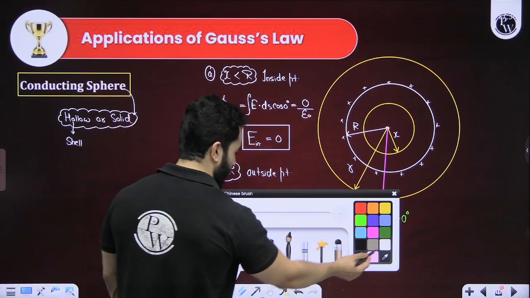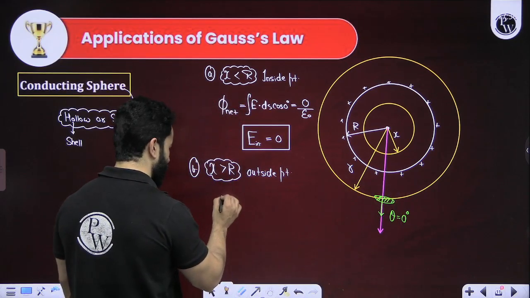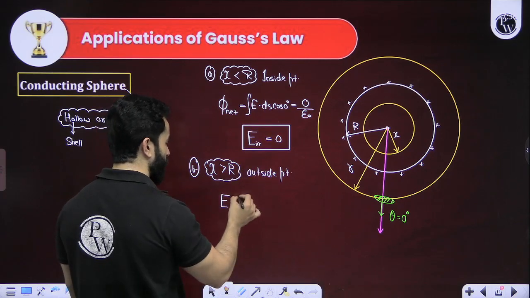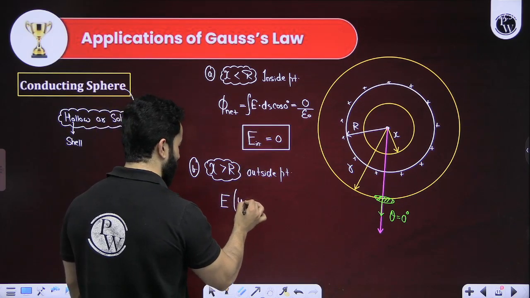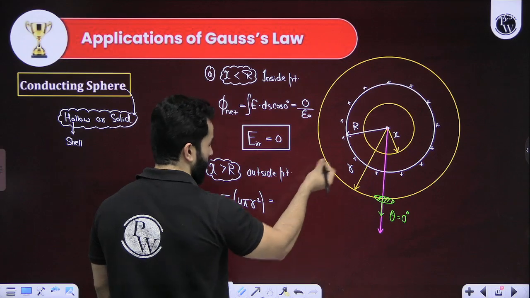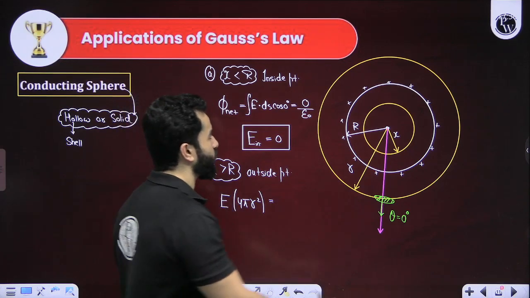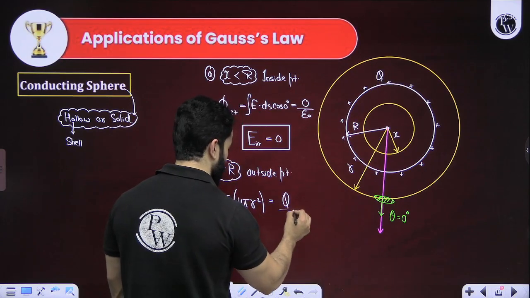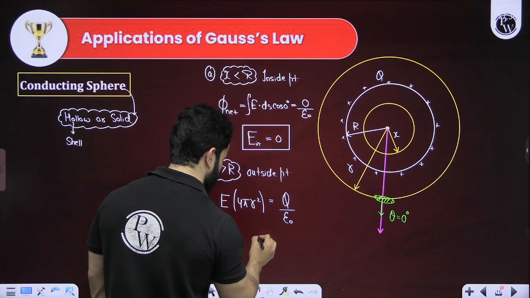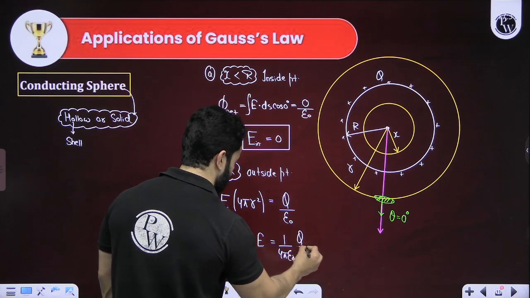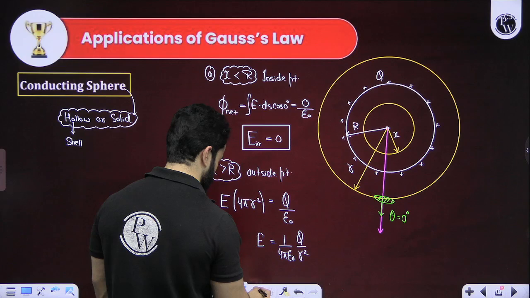So now we are going to say electric field E is uniform, integration of ds, that is 4 pi r square, equals enclosed charge, which is now constant, and the total charge we will assume to be capital Q, upon epsilon naught. So electric field will become 1 upon 4 pi epsilon naught Q upon r square. This is the formula.